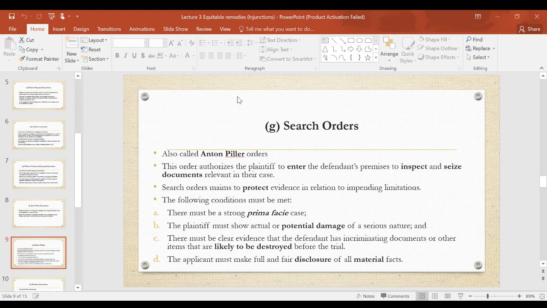Also, there must be clear evidence that the defendant has incriminating documents which are likely to be destroyed before the trial itself. So, of course, if the defendant is likely to destroy them, or maybe shift them to another place, so we have some belief, backed with the truth, that the defendant is doing some actions which are likely to be inferred as concealing of these documents, then you can easily ask the court to give you this search order so you can make sure that you seize all the necessary evidence that is required to prove the case of the plaintiff.